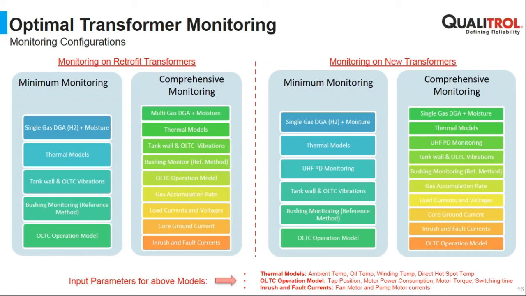That's why we have highlighted in our presentations that bushing monitoring should be in your minimum as well as comprehensive monitoring, and especially we are talking about the reference method. We are not talking about the balance current method. So whenever you have the power factor and capacitance monitoring, these are sufficient to identify the issues with the bushing and help you to decide on the replacement of the bushing.